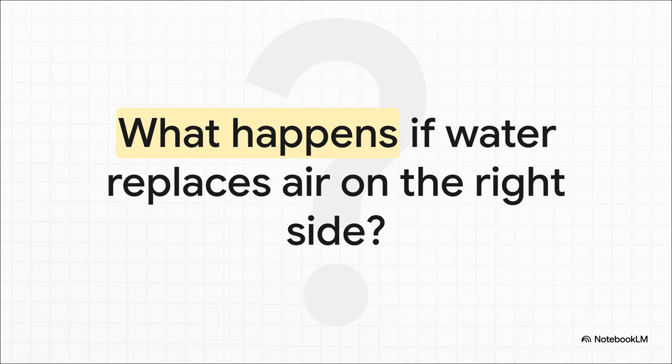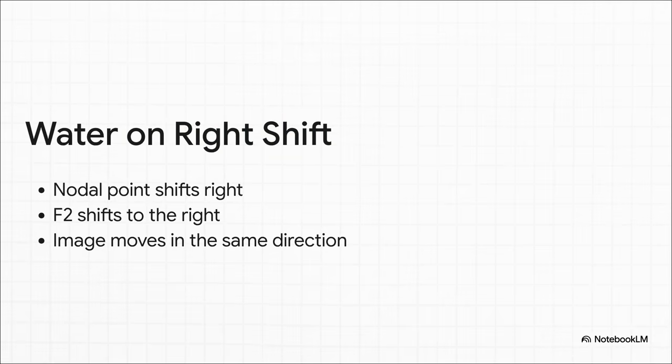You have a lens, the left side is air, but the right side is suddenly filled with water. I'll give you a second to think. This is a totally classic board question. If you know the rule we just talked about, you don't need to do any complex math. Just walk through the anatomical shift in your mind. Where does everything move? Let's walk through the physical consequence.